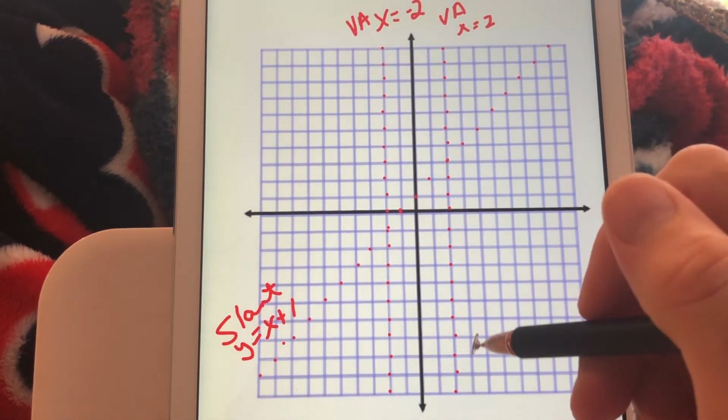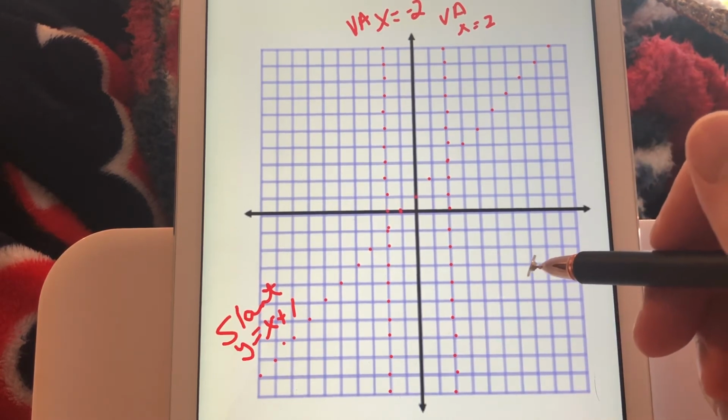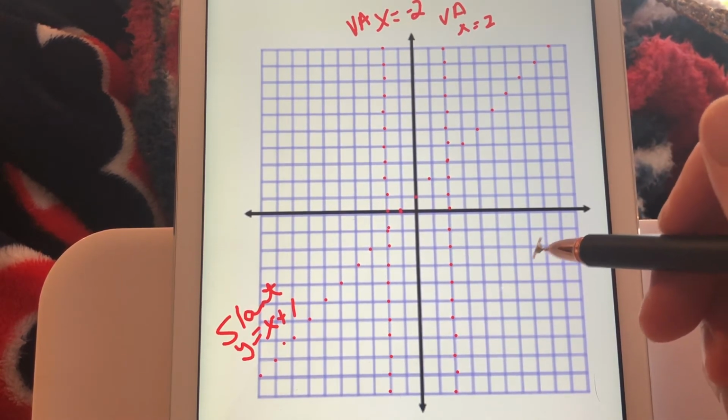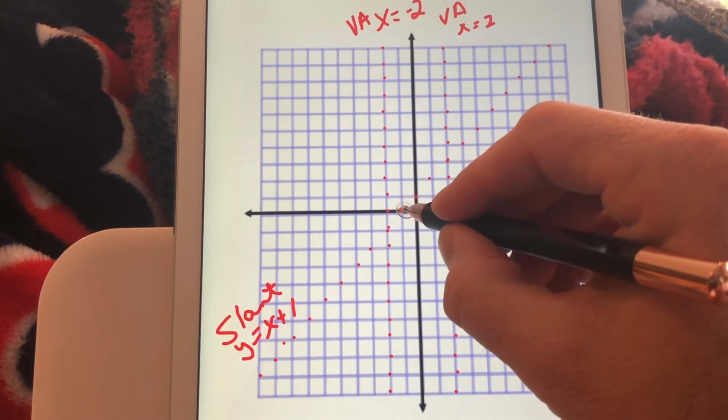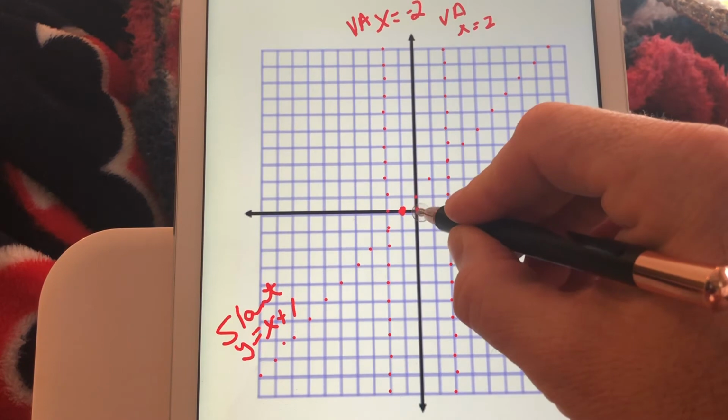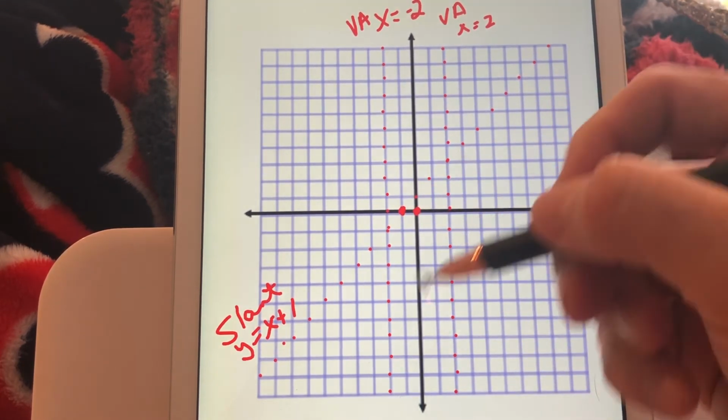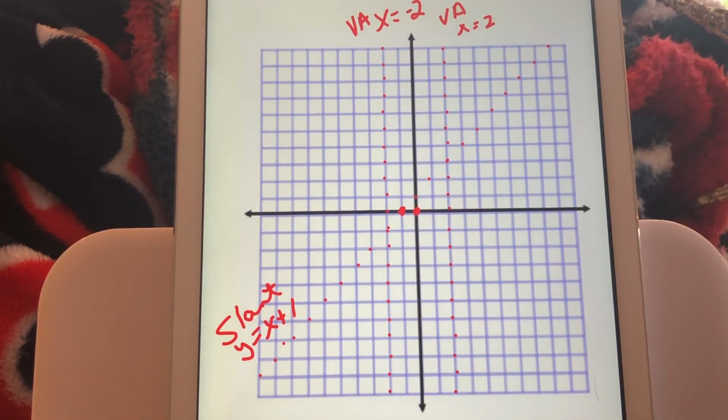Now then, we want to plot our x-intercepts. There was an x-intercept at 0, okay? And there was an x-intercept at -1. So we had an x-intercept here and an x-intercept there. Remember that x-intercept at the origin also acts as the y-intercept, okay?